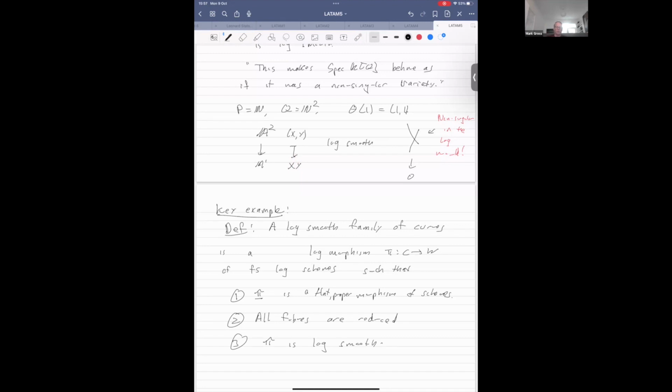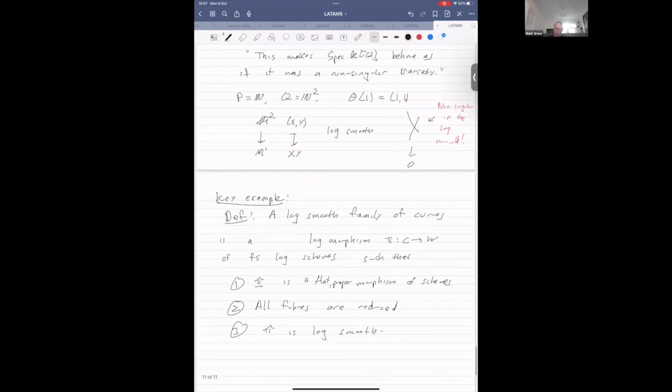Sorry, I forgot to add something here. I didn't say anything about these things being curves. These fibers are reduced curves, one dimension.